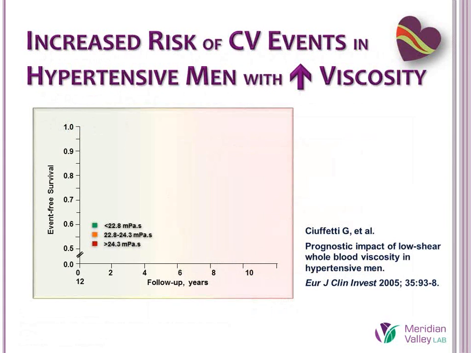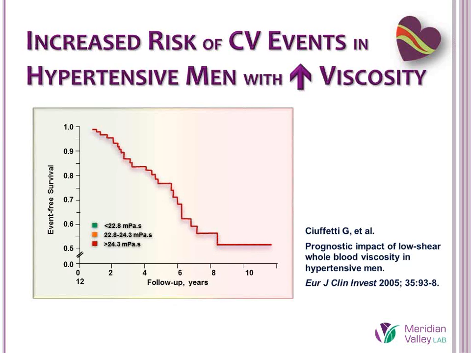Now this is a very interesting study because it shows that even in a group of men, all of whom have hypertension, blood viscosity predicts cardiovascular events. This was a prospective study of 331 middle-aged hypertensive men, followed for an average of 4.8 years, and divided into thirds by diastolic blood viscosity. We're looking at event-free survival here.